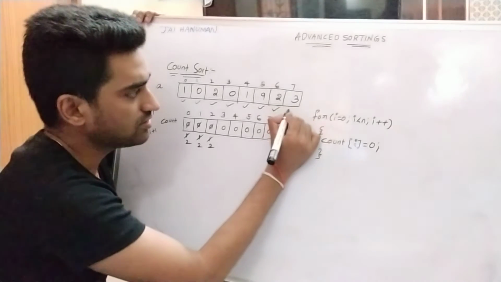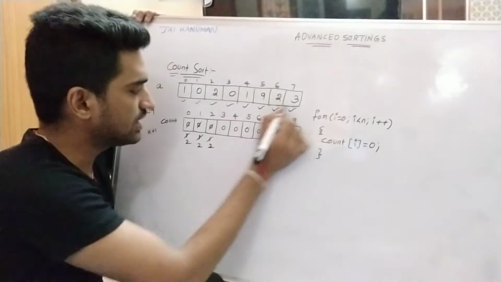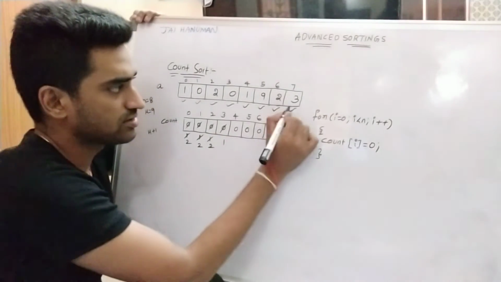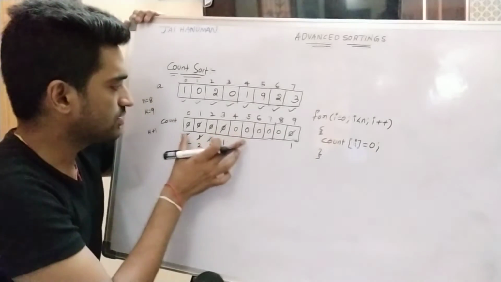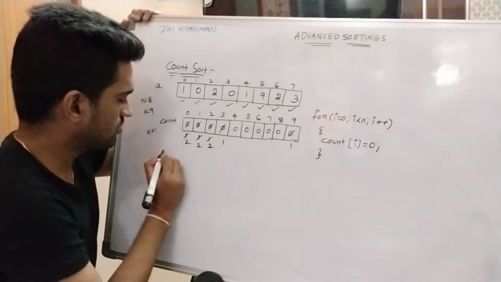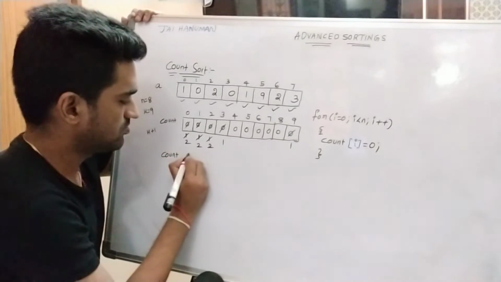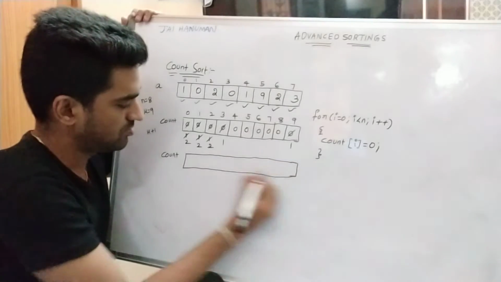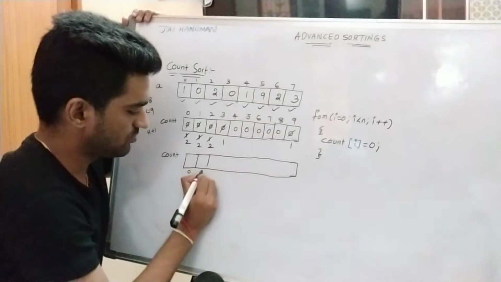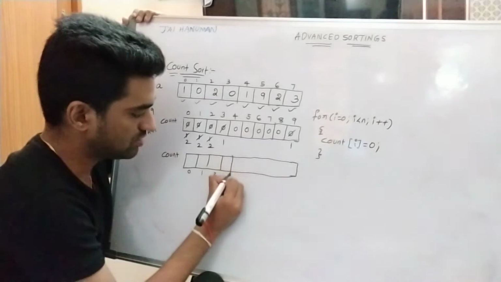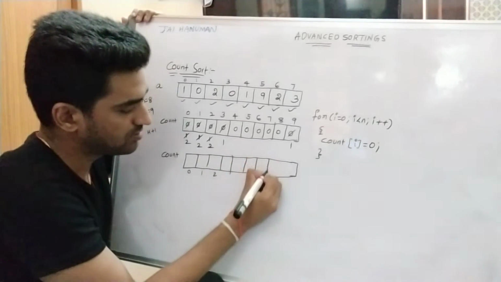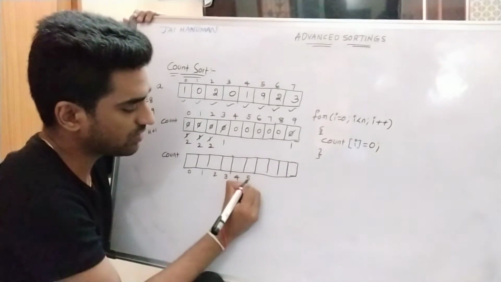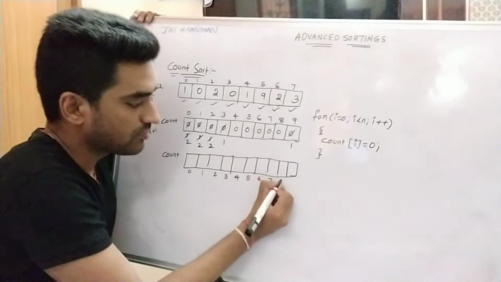Now this is also completed. So 3. So go to index 3 of the count array and increment it by 1. Right? So after completion of all counting, the new count array becomes like this. Indices 0, 1, 2, 3, 4, 5, 6, 7, 8, 9.